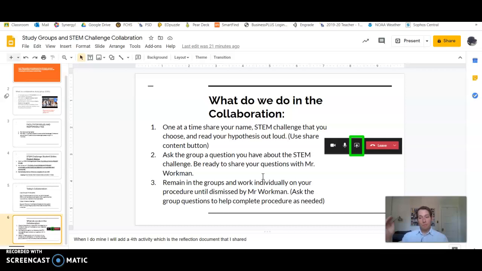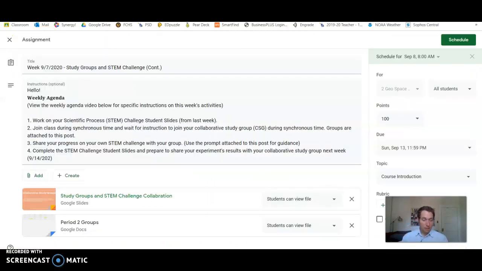And then I will be popping into each group to touch base, and if I can go back to the agenda, after you share your progress, you'll have the rest of the week to complete your slides. Okay, and then on the 14th, the week of next week, we're going to be sharing those in your groups. So in short, that is, maybe not short because I explained the whole project again, but that is this week's agenda.